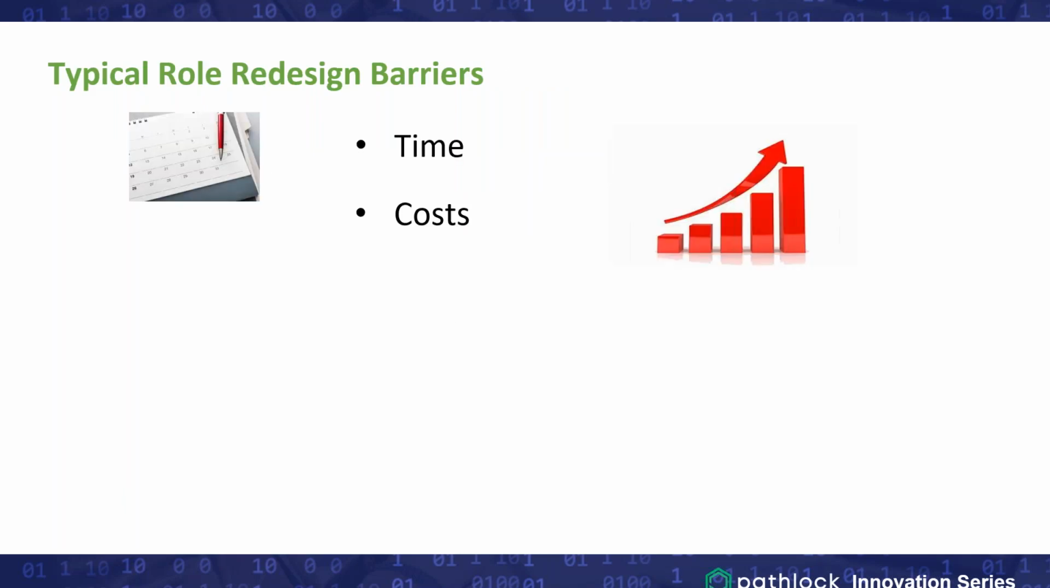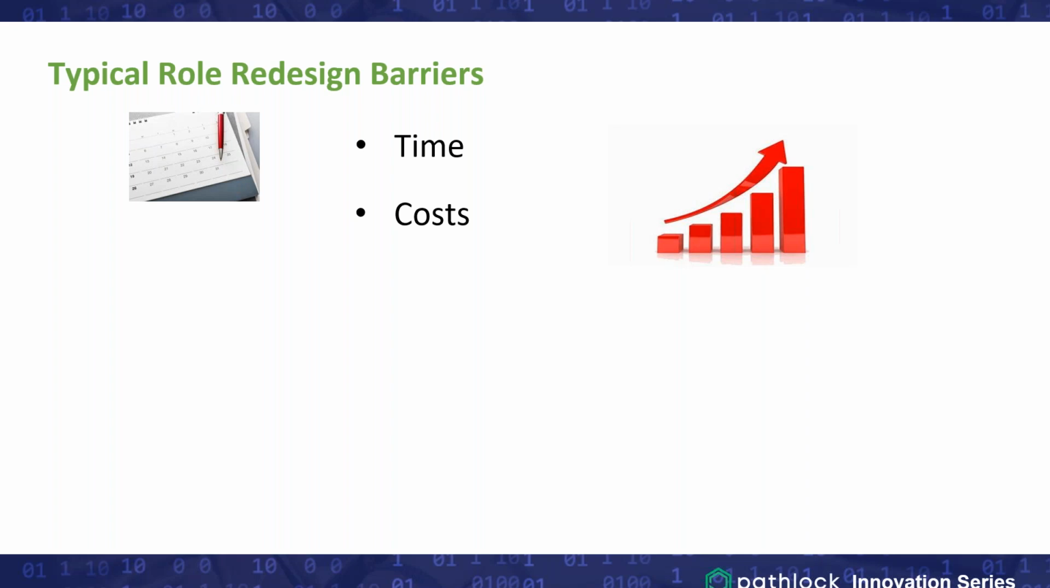So typical role redesign barriers, time is a big one. It takes time to do it right on a role redesign. It usually involves a lot of meetings with departments to find out what issues they're having with the current roles and what access they believe their users should have. And a lot of times, it seems funny, but the departments don't really know the transactions, or the users don't know exactly what they need.